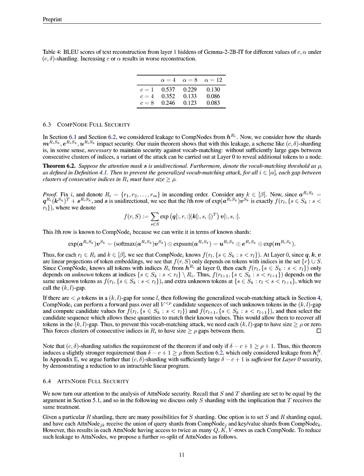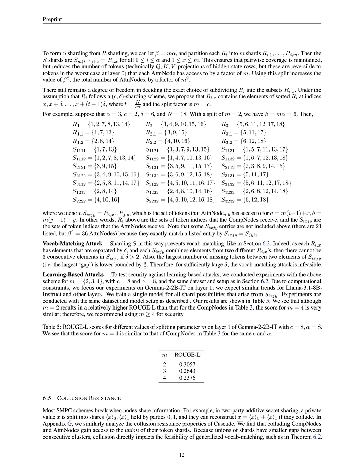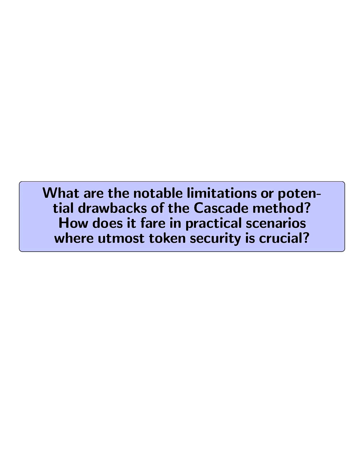Additionally, we benchmarked Cascade against existing SMPC schemes, such as MPCFormer and PUMA, using BERT-Base and BERT-Large models with an input prompt of 128 tokens. The performance metrics showed that Cascade was up to 90 times faster than MPCFormer and 45 times faster than PUMA, confirming its efficiency and scalability in comparison to these existing methods. What are the notable limitations or potential drawbacks of the Cascade method? How does it fare in practical scenarios where utmost token security is crucial?